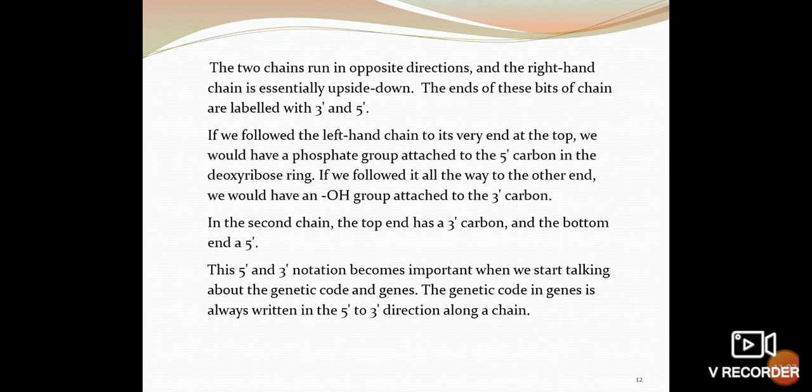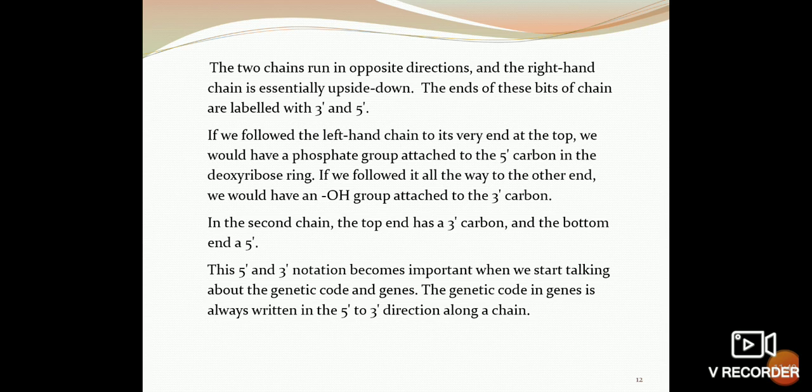The ends of these bits of chain are labeled with 3 prime and 5 prime. If we followed the left hand chain to its very end at the top, we would have a phosphate group attached to the 5 prime carbon in the deoxyribose ring. And if we followed it all the way to the other end, we would have a hydroxyl group attached to the 3 prime carbon. In the second chain, the top end has the 3 prime carbon and the bottom end has the 5 prime carbon, the 5 prime end.